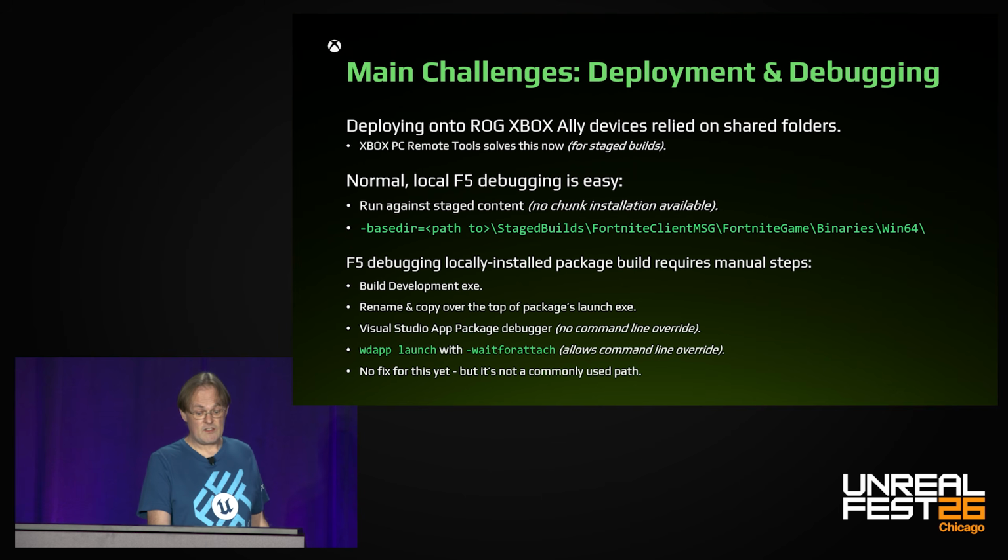F5 debugging a locally installed package for testing things like chunk installation is a little bit more painful. You have to build your development executable, rename it and copy it over the top of your package's launch executable, and then use either the Visual Studio app package debugger, or if you want command line modifications as well, use WD app launch with wait for attach, and then attach in Visual Studio to the running process. There's no fix for this yet, but it's not a commonly used path, and hopefully most people won't have to suffer through it.